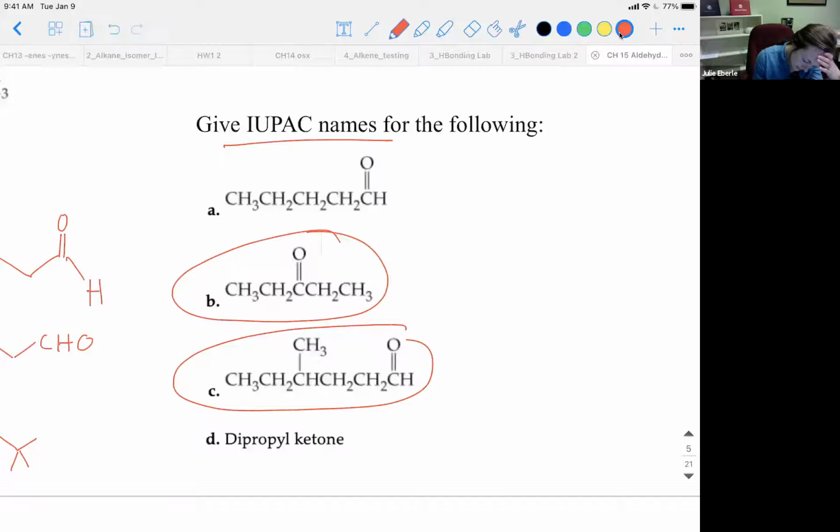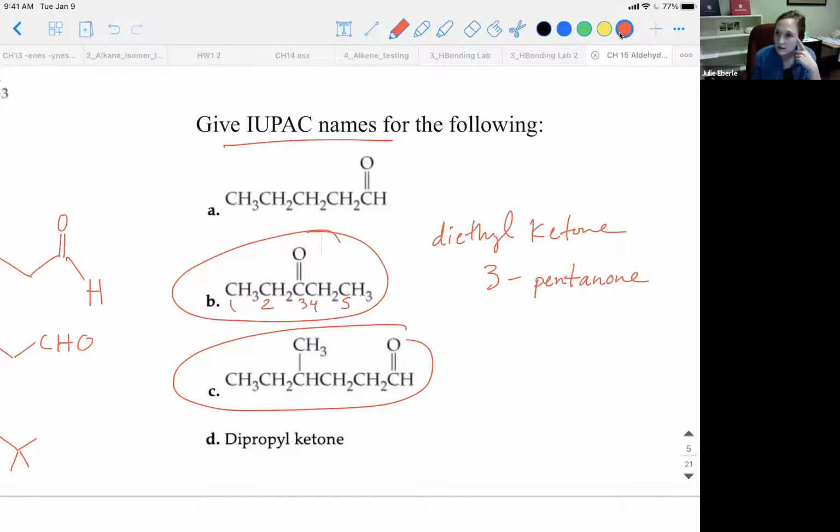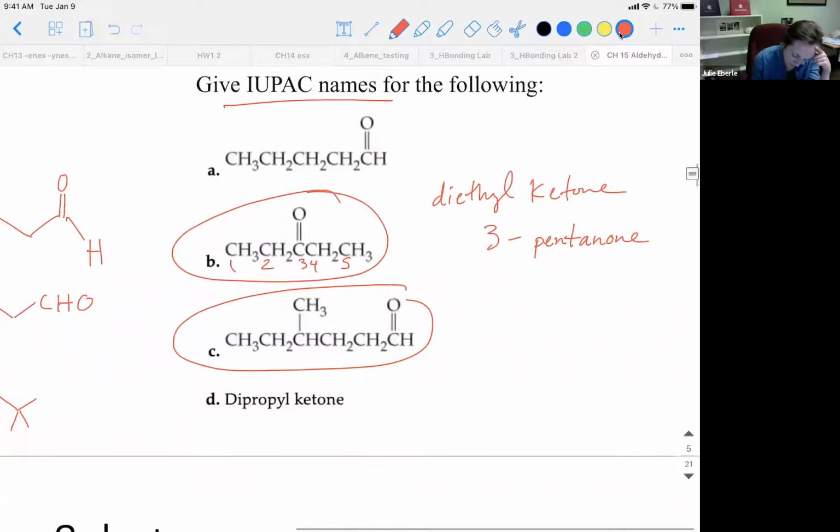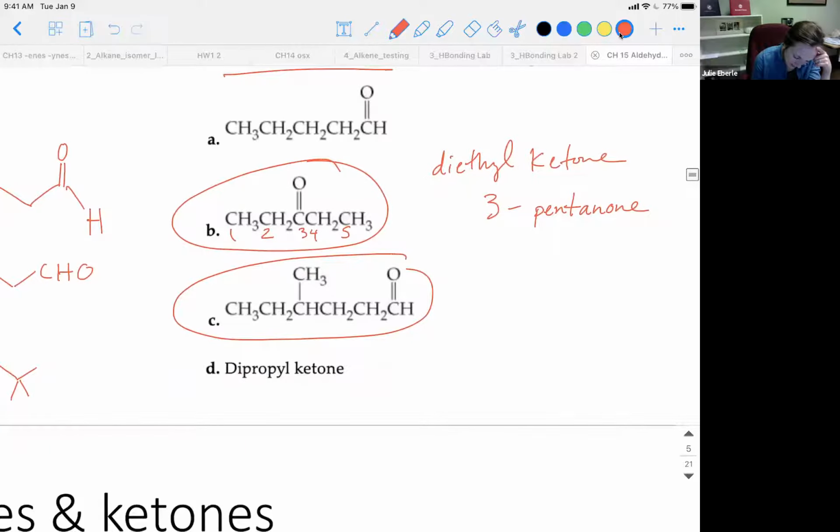Okay, B is a ketone. So you can either do the common or the systematic name. I'll write both. That's the common. Notice that the ketone is right in the middle, so it doesn't matter on B if you start numbering from the right or the left. That's the systematic name, 3-pentanone. So instead of pentane, it's pentanone.